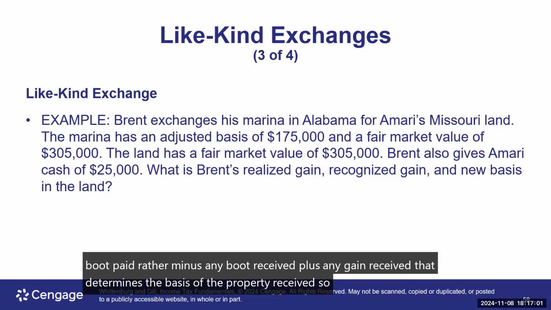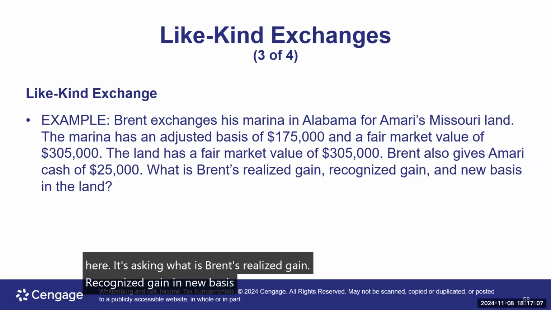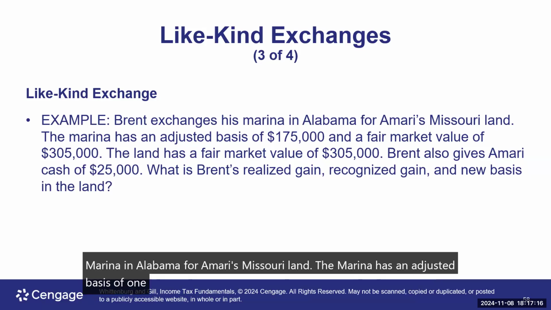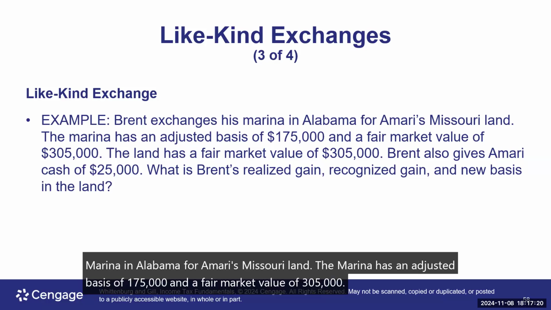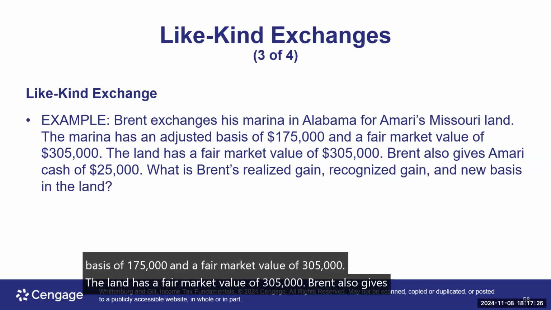So we have this example here. It's asking, what is Brent's realized gain, recognized gain, and new basis in the land? Brent exchanges his marina in Alabama for Amari's Missouri land. The marina has an adjusted basis of $175,000 and a fair market value of $305,000. The land has a fair market value of $305,000. Brent also gives Amari cash of $25,000.